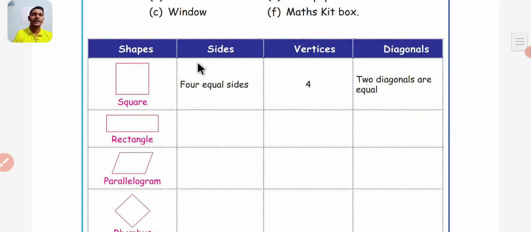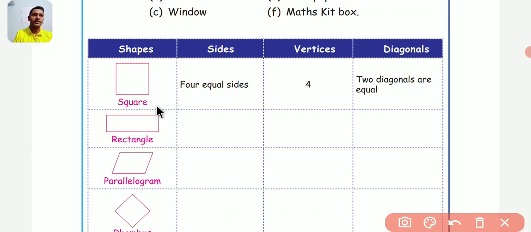Next, shapes, sides, vertices, diagonals. In this column they are giving shapes. Here we have to write the sides, vertices and diagonals. First one, square. How many sides in a square? There are 4 sides in a square, and the 4 sides are equal. Therefore, 4 equal sides. Next one, vertices. How many vertices are there?